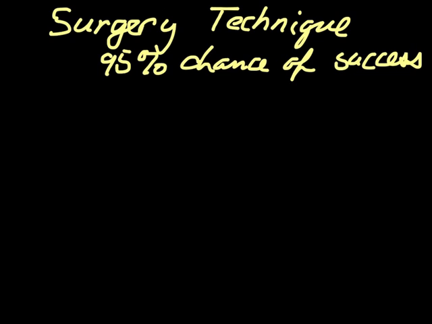So here's one example. Suppose you're a doctor and you have a new surgery technique for operating on some body part. And suppose, based on all your experience, you have found that you have a 95% chance of success every time you perform this surgery. Alright? So the question is, is this a binomial experiment? So what you have to do is go through the 4 conditions to determine if this is a binomial experiment.